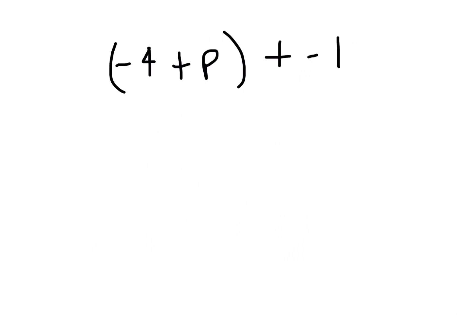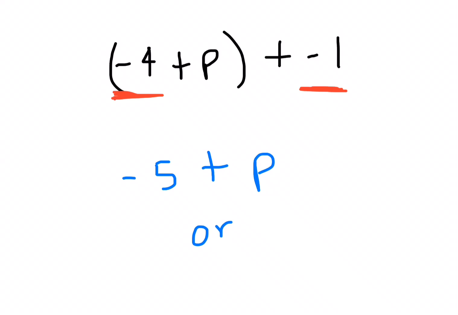So, let's look at some examples. You have negative 4 plus p, close parentheses, plus negative 1. All we need to do is combine our like terms. So we have this negative 4, that's a negative integer, and we have another negative integer, negative 1. So negative 4 and negative 1 become negative 5 plus p. Now, IXL will let you plug it in like this, or, we just talked about this, it could also be p minus 5. Either way you plug it in should be correct.